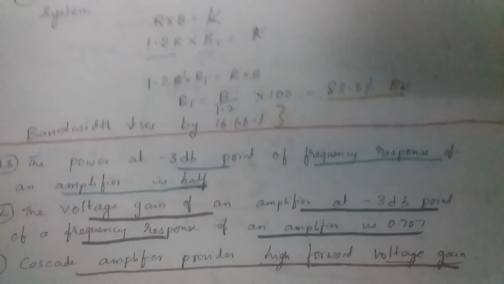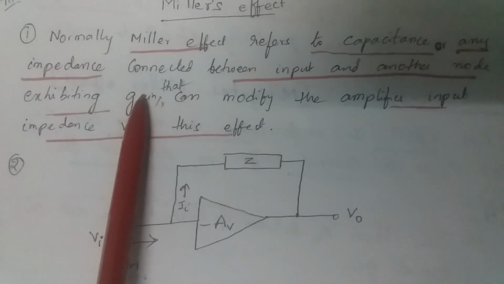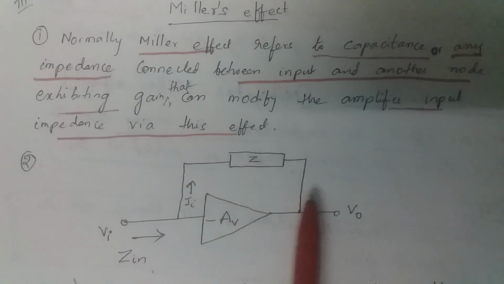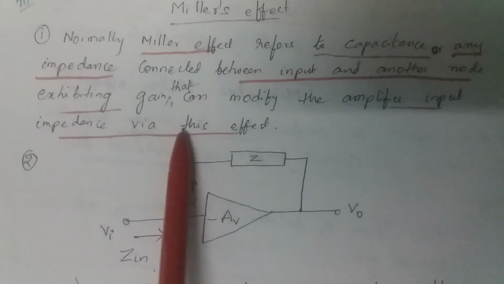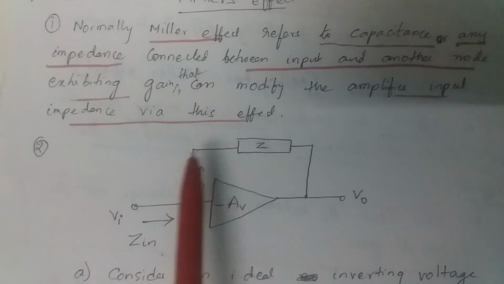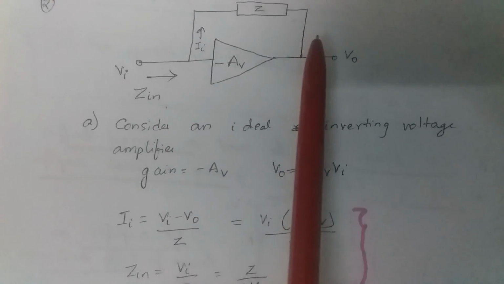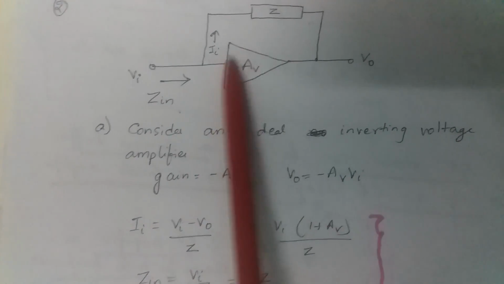Now, let's have a discussion about Miller's effect. Miller's effect refers to capacitance or any impedance which is connected between the input and another node exhibiting gain. See, this is input, this is output, and it is exhibiting gain, so it can modify the amplifier input impedance via this effect. Now, let's consider an ideal inverting voltage amplifier. So, this is an ideal inverting voltage amplifier. What is the gain? Minus AV.